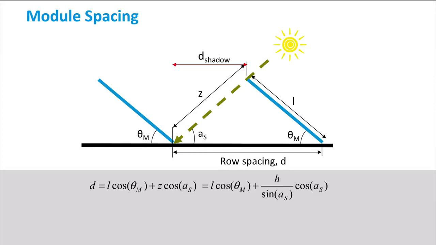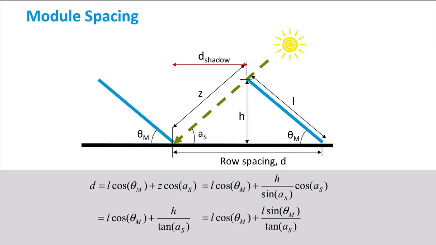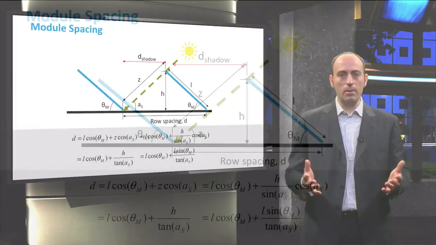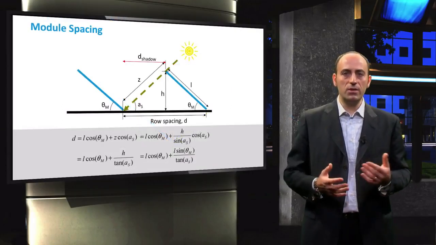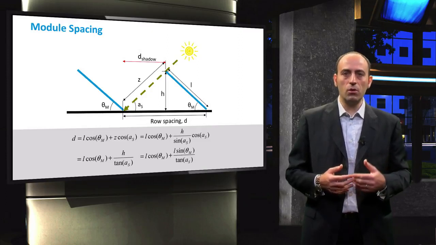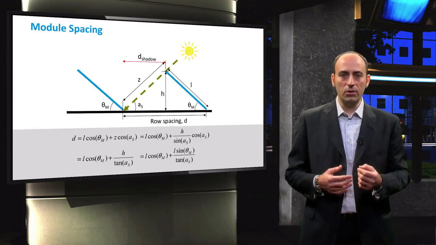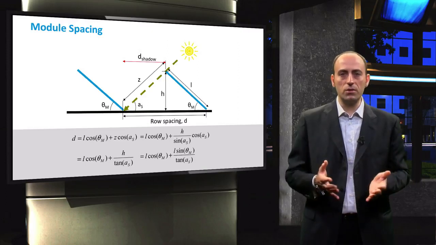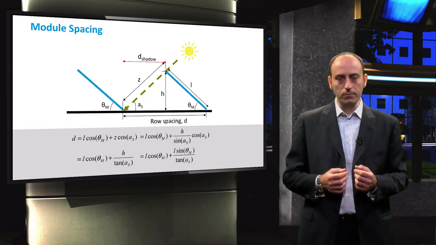We can rearrange this equation and write z as a function of the height h of the module. Then sine divided by cosine can be written as the tangent of the sun altitude, and finally h can also be expressed as a function of the module length and the tilt angle. To summarize, there are different ways to express row spacing d as a function of the length of the module, the tilting of the module, and the altitude of the sun, and all these equations are mathematically equivalent.